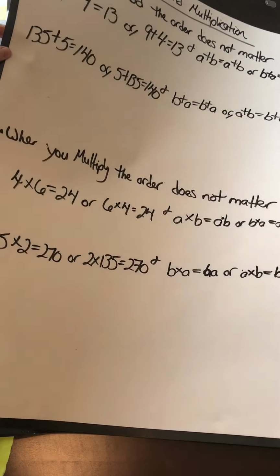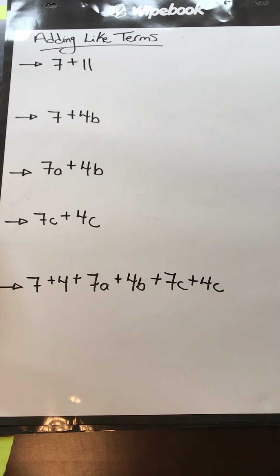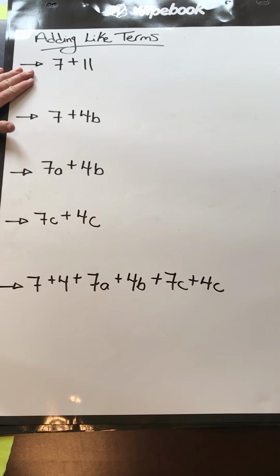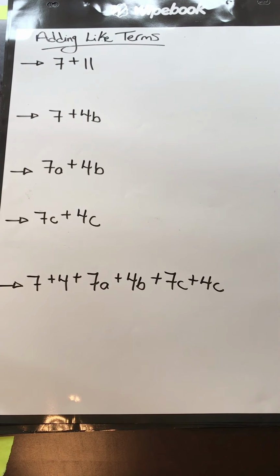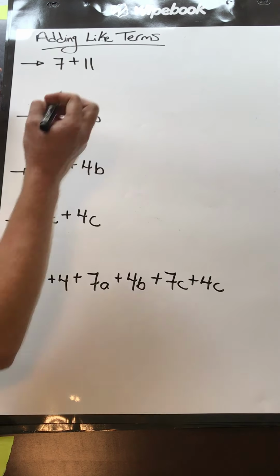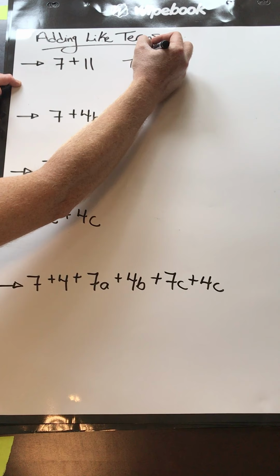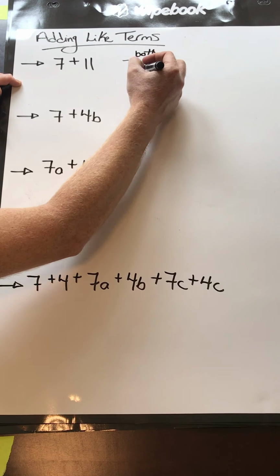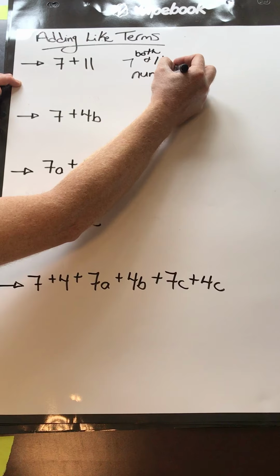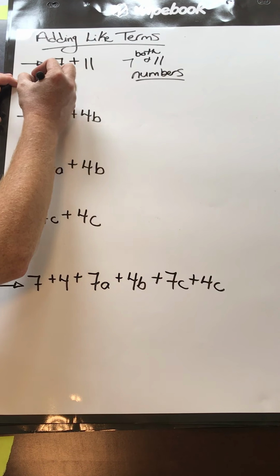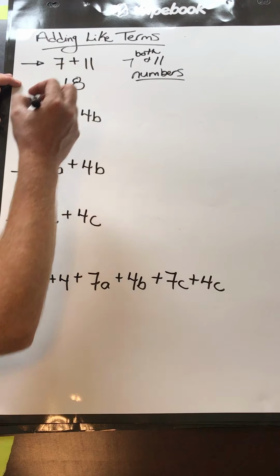Now, one thing that we want to talk about, because we're going to need to know about it, is adding like terms. Like terms means that they are the same. So we all know that we are able to add 7 plus 11. And why are we able to add 7 plus 11? Because 7 and 11 are numbers. So we can add them, and we know that that equals 18.